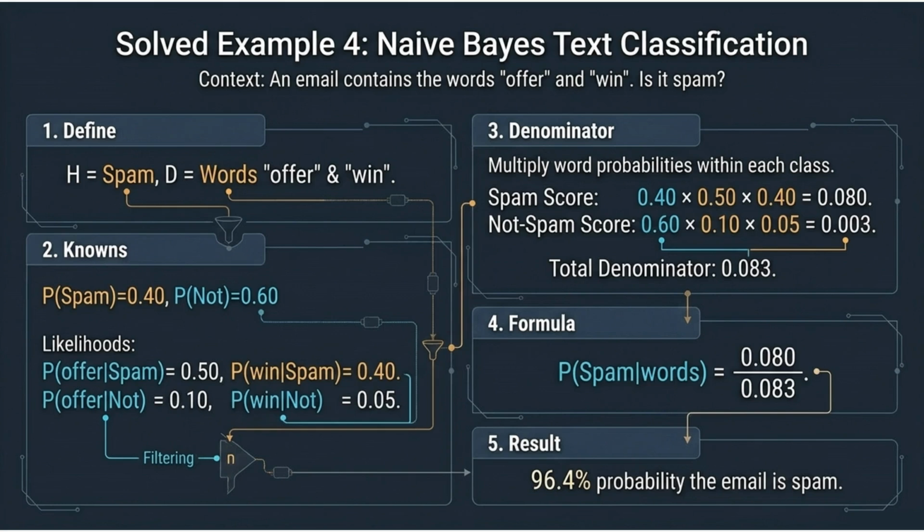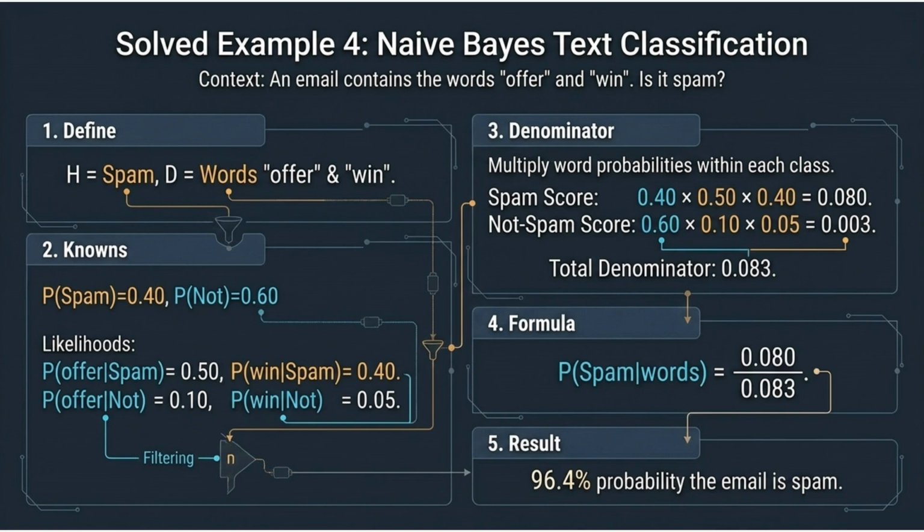Solved example 4, naive Bayes text classification. Email contains offer and win. Is it spam? Prior, 40% spam, 60% not spam. Likelihoods: P of offer given spam 0.5, P of win given spam 0.4, P of offer given not spam 0.1, P of win given not spam 0.05.